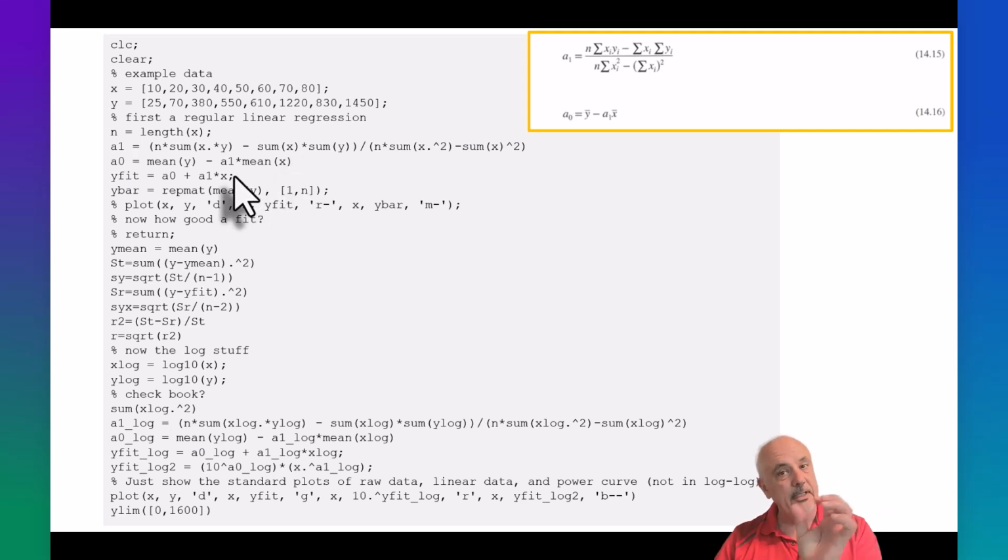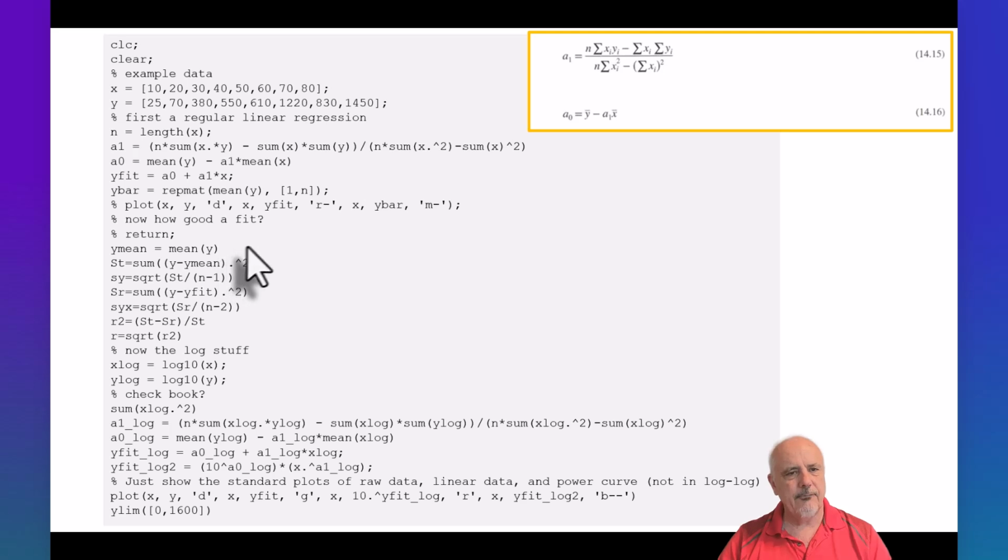And then I have a y fit array, which is a naught plus a1 times x. It gives me an array the same size as x, y fit. And then I did a y bar just to have that data. I encourage you to check out the repetitive matrix function, the repmat function, and how that works. I've got a y bar that I could have plotted, but I commented that out. And I earlier had a return, so this is all commented out.